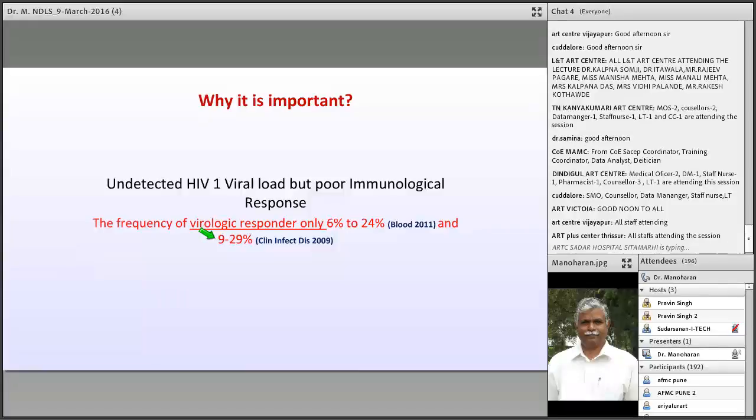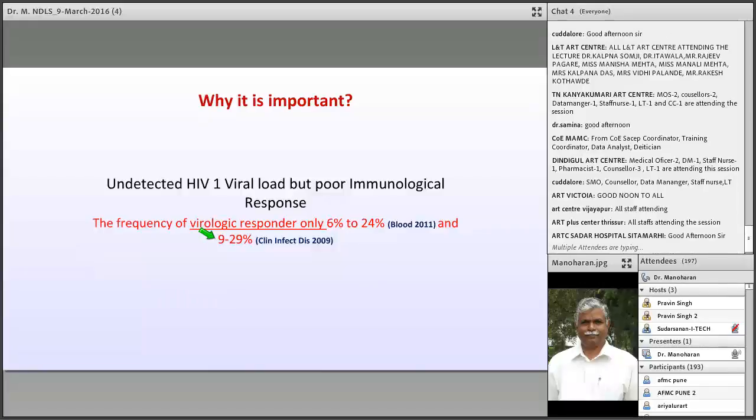And even in our program, when we sit in the State AIDS Clinical Expert Panel, we come across around 10 to 12% of virological immunological discordance in our program. So that is the importance of this particular topic. Let us see why this topic is very important.